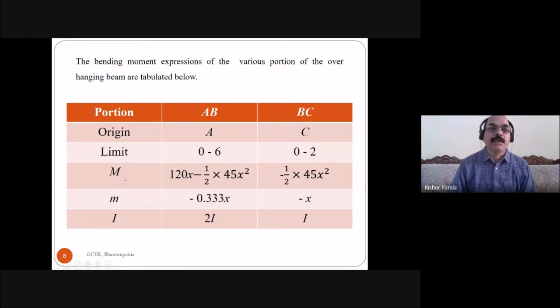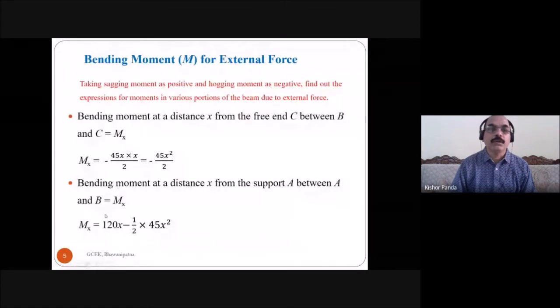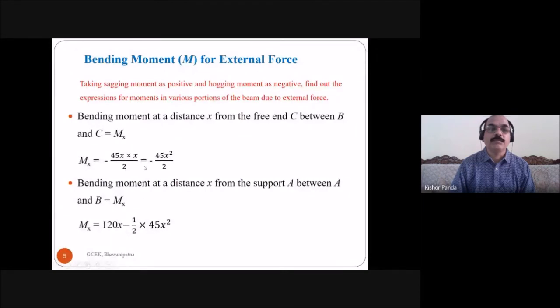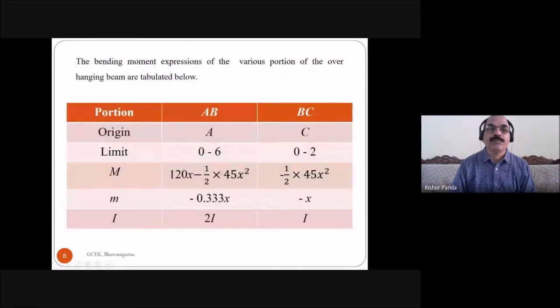Then you know capital M is the bending moment due to external force and small m is the bending moment due to the unit load. Already we have derived the moment between A and B and between B and C. Between A and B it is 120x minus 45x square by 2, and between B and C it is minus 45x square by 2.